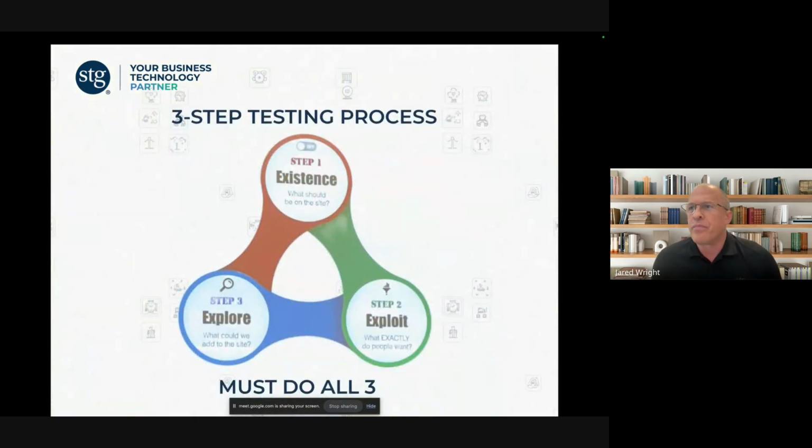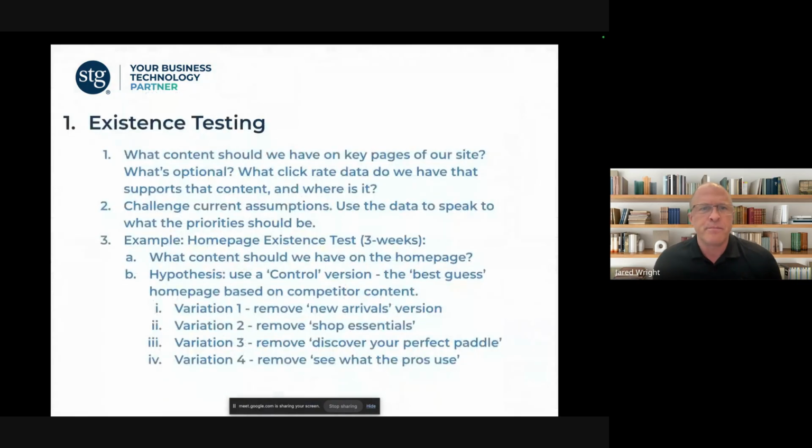And there were 3 testing processes. The first was the existence, the second exploiting, and the third exploring. So under step 1, what should be on the site? What content should be on the site? The second is what exactly do people want? And the third was what could we add to the site? And Chris emphasized needing to do all 3 of these. So here are some visual examples.